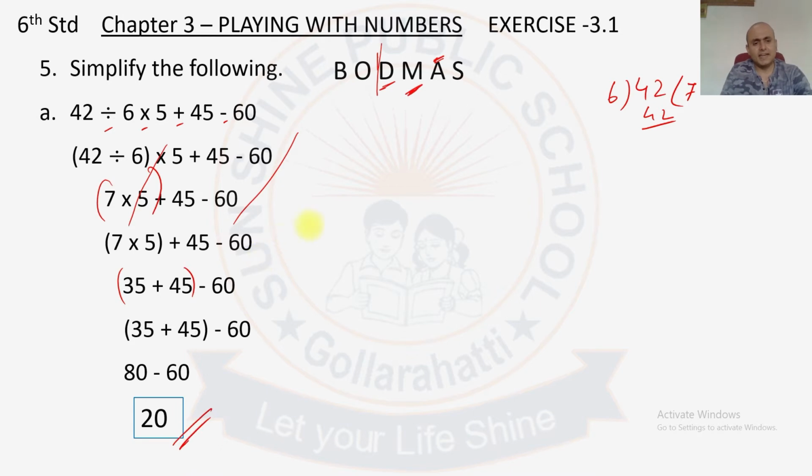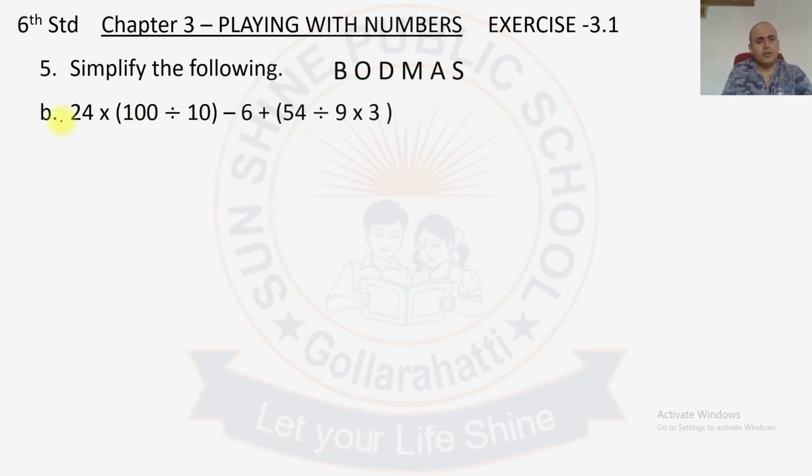So let us solve the second problem. 24 into 100 divided by 10 minus 6 plus 54 divided by 9 into 3. Here you got all four basic mathematical operations. In this you got brackets also. They have included brackets, so you should remove the bracket first. To remove this bracket, you have to solve what is inside.